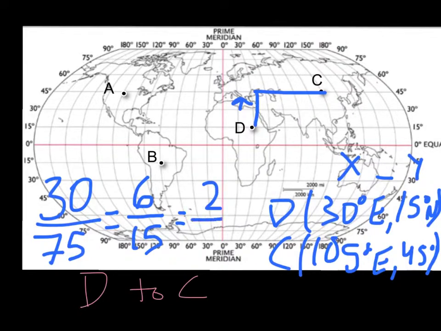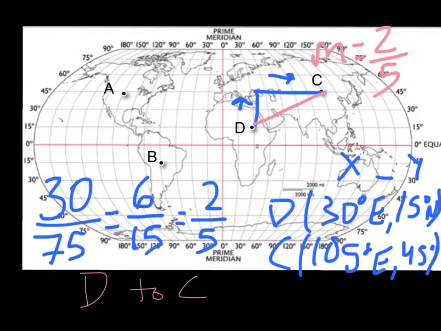So I can divide both by 3, and I'm left with 2/5. So for every time I increase 2 degrees in latitude, I go to the right 5 degrees in longitude. Again, both positive because we're going up and we're going to the right. So when I draw my actual line to connect D to C, I know that my slope can be represented as M equals 2/5. And now I found my slope using those ordered pairs.